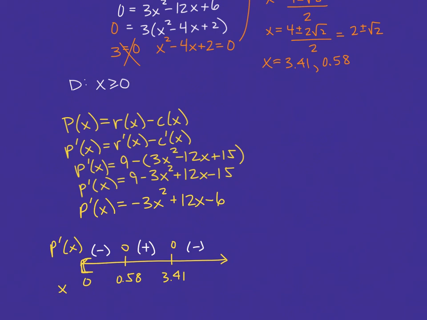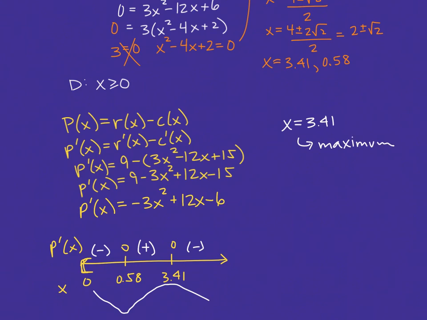So that means that our original profit function decreased, increased, and then decreased again. Because P prime went from negative to positive at 0.58, there's a relative minimum at 0.58, minimizing profits, which means maximizing losses. Then because P prime went from positive to negative at 3.41, that is where a maximum occurs. So x equals 3.41 would give us a relative maximum, but a maximum nonetheless.